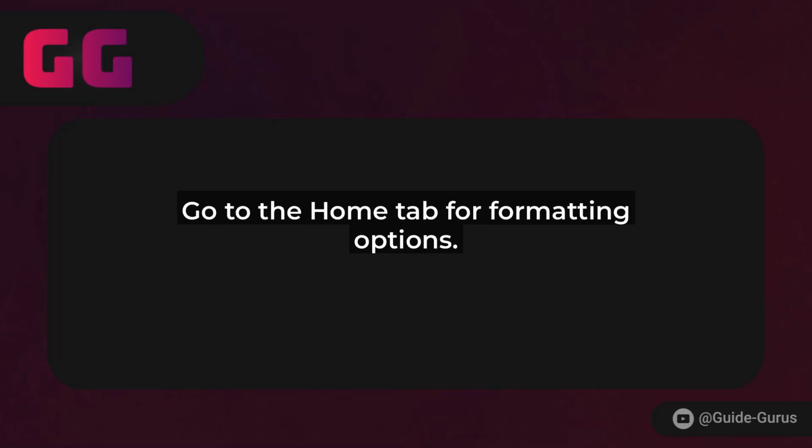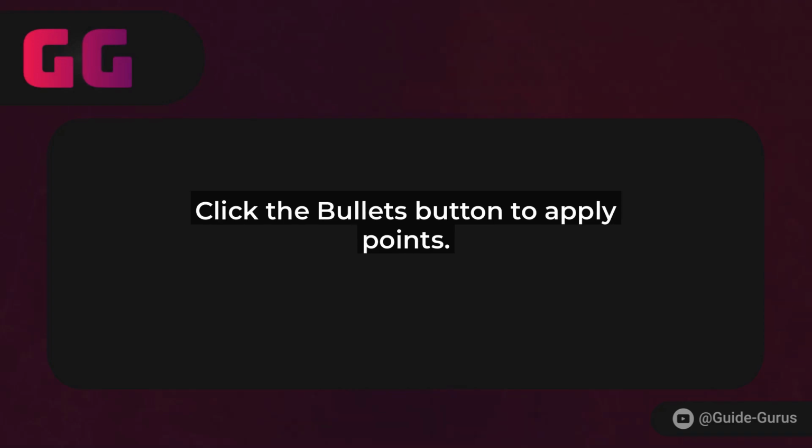Once your text box is ready, head over to the Home tab at the top of the screen. That's where most of the formatting magic happens. Look for the Paragraph section. You'll see a button that looks like a bulleted list. Click on it, and voila! Your text box will now have bullet points ready to go. Start typing your first point, hit enter for the next one, and keep going until you've listed everything you need.